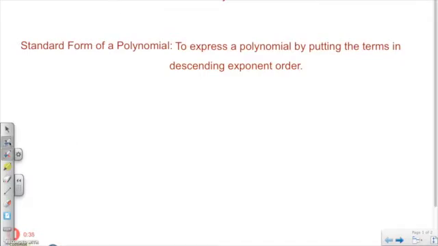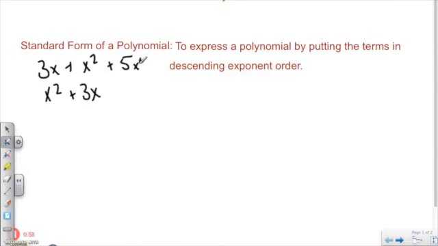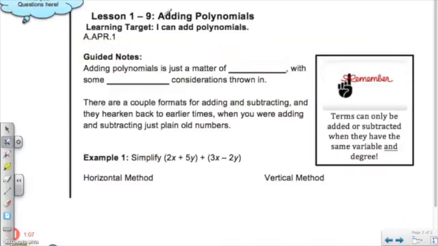I know I don't usually show you examples on vocabulary words, but just real quickly, that means if you have something like 3x plus x squared plus 5, standard form would just mean you're going to rearrange this so that your biggest exponent is first, then your next biggest, and then your 5, remember that's got a little x to the 0 power because it's not there. So then you would put your constant last. So that's all standard form means. All right, so let's go ahead then and talk about the notes.